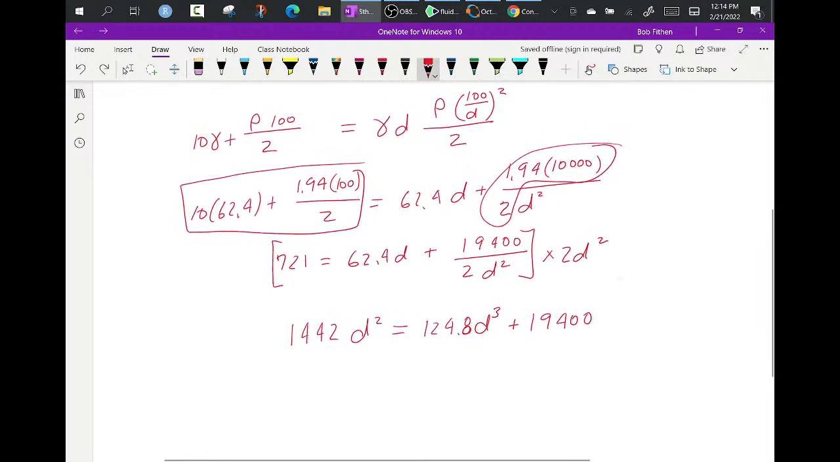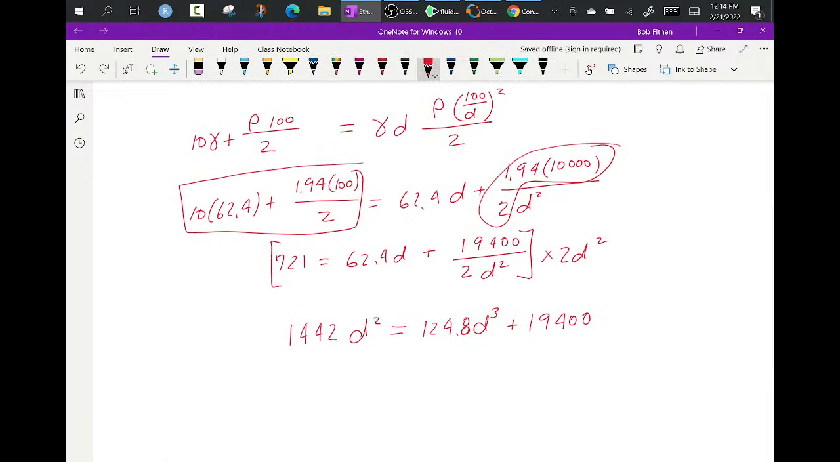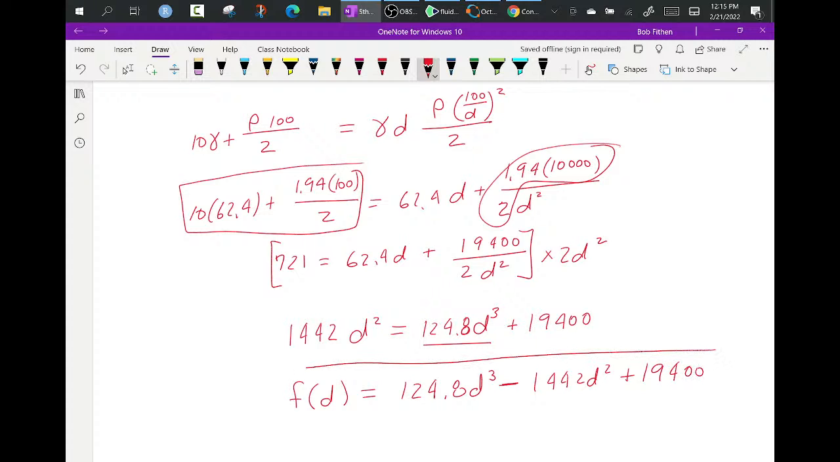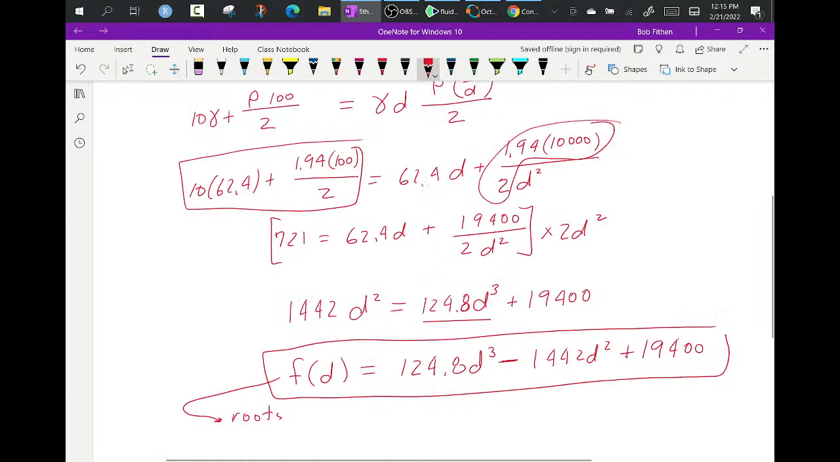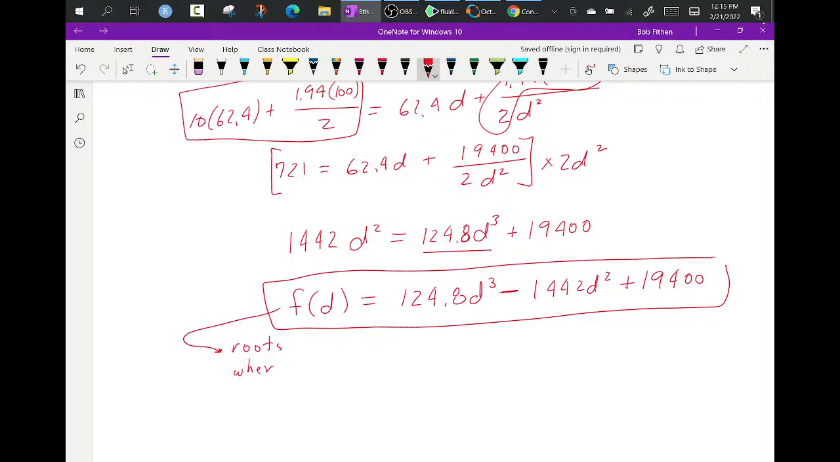Wow. Okay. So what I'm going to do is move things together, and I'm going to say I have a function of D, in which I'll go ahead and take this first one here, 124.8 D to the third minus 1442 D squared plus 19400. Now why did I put this function here? Because I want to find the roots. And the roots are where f(D) equals 0. If that's the case, that's the solution.